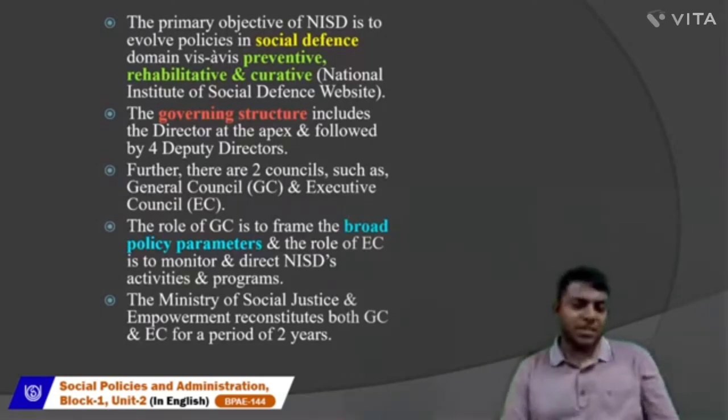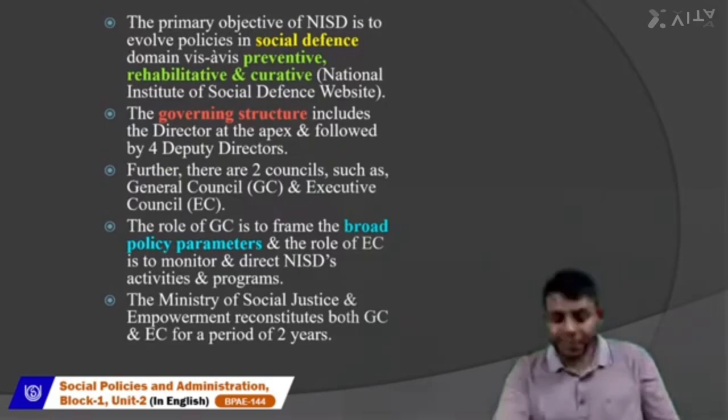Further, there are 2 councils, the General Council and the Executive Council. The role of the General Council is to frame the broad policy parameters, and the role of the Executive Council is to monitor and direct the National Institute of Social Defense's activities and programs. The Ministry of Social Justice and Empowerment reconstitutes both the General Council and the Executive Council for a period of 2 years.